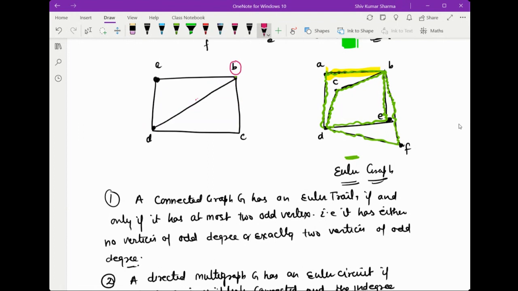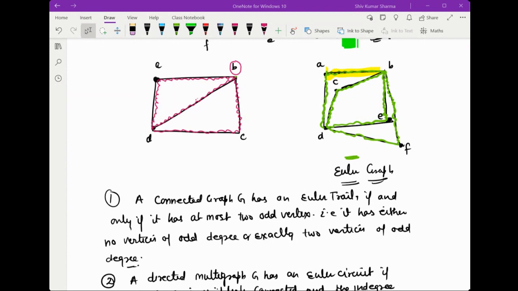If we take B as an initial vertex, then first we visit this edge, then this edge, then this edge, then this edge, then this edge. So this is the example of an Euler graph. You see, when we choose B as an initial vertex, we visit all the edges.